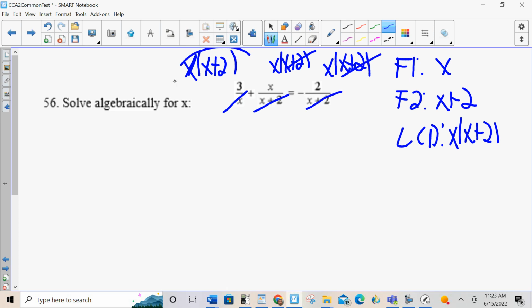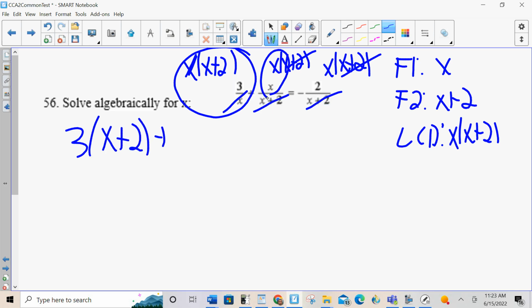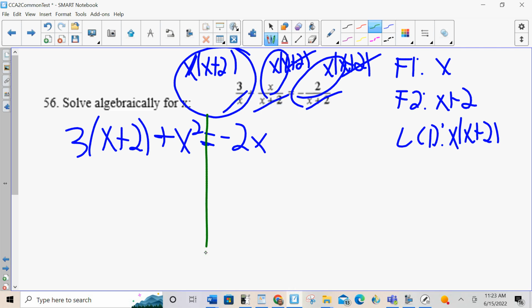What am I left with in my first fraction? 3 times x plus 2. In my second fraction, x squared. In my third fraction, negative 2x. Fractions gone. Now I just let my algebra skills kick in. Distribute.